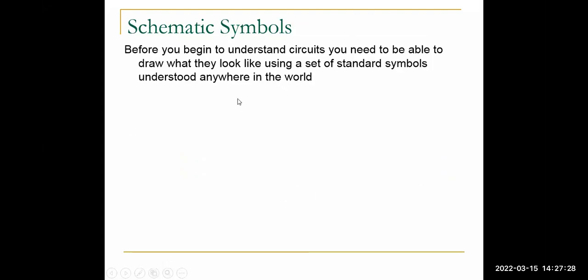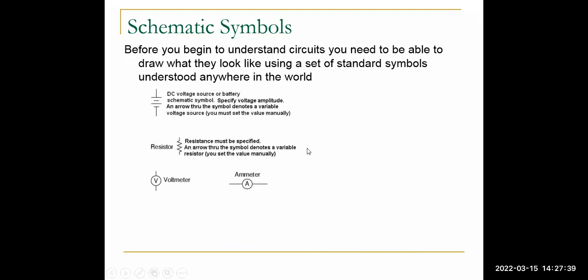So we have the schematic symbol. So before you begin to understand circuits, you need to be able to draw what they look like using a set of standard symbols understood anywhere in the world. Yan. So ito yung mga symbol na makikita natin. So we have this one, yan, is the DC voltage, meaning source of power. Yeah, source or battery schematic symbol. The specific voltage, amplitude, and arrow to the symbol denotes a variable voltage source. You must set the value manually.